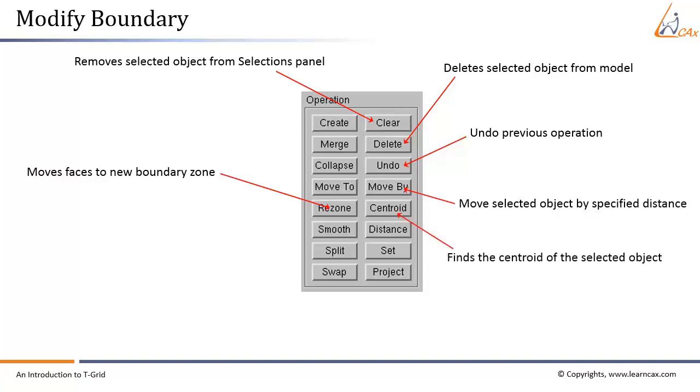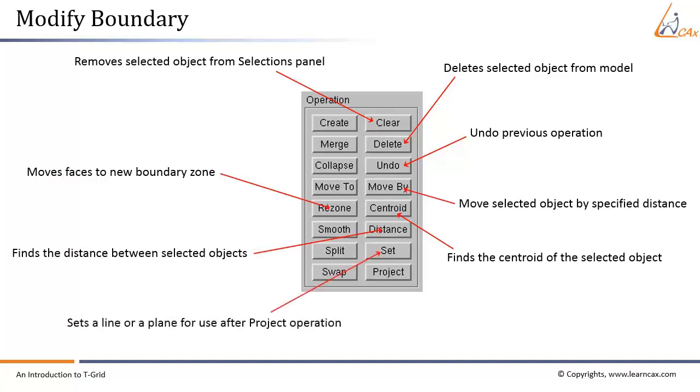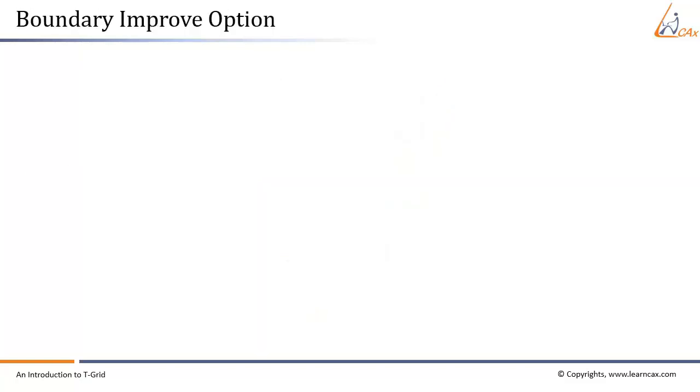Centroid. It finds the centroid of the selected object. Distance. It finds the distance between selected objects. Set. It sets a line or a plane for use after the project operation. Project. Used to project all selected nodes onto a set line or plane. As discussed earlier, TGrid generates a volume mesh from the given boundary mesh.